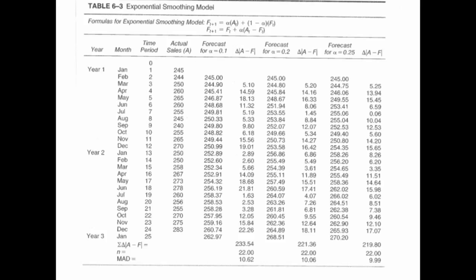So we know that, in this case, the exponential smoothing model that used a 0.25 alpha is actually superior to not only the other exponential smoothing models presented, but also the moving average and weighted moving average models.